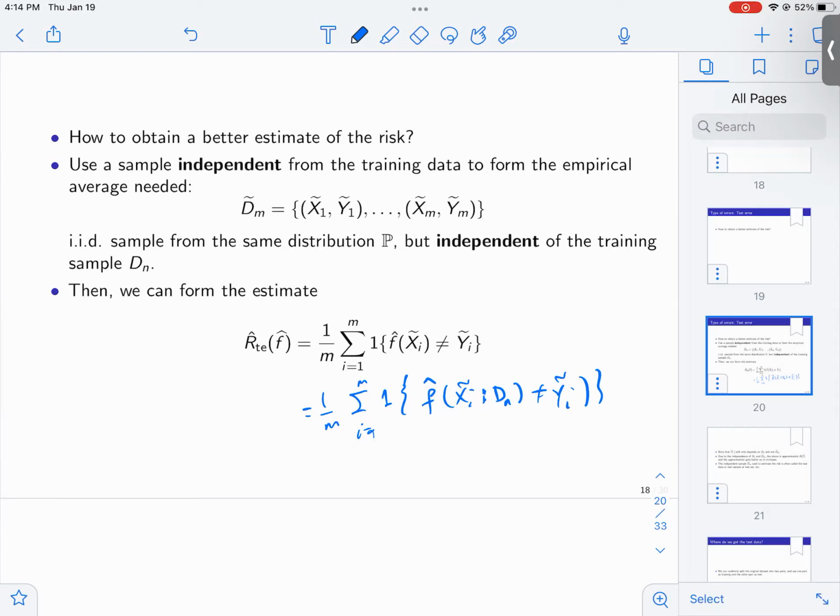So I can condition on the training data, with D_n fixed. Now I'm dealing with a fixed decision rule, like the training is fixed. Conditional on the training data D_n, the rule is fixed. Now I can say that as m goes to infinity, this is going to converge to R, the population risk, because this is a fixed rule.